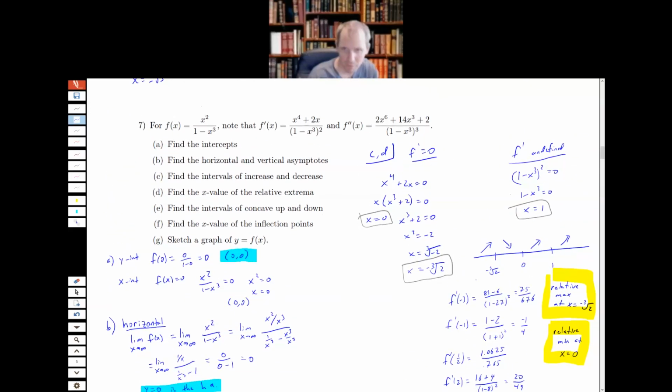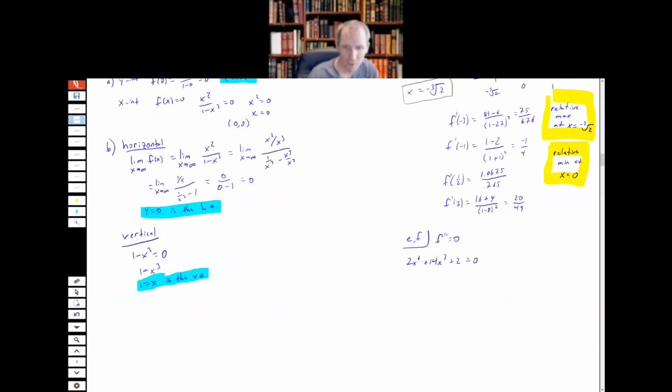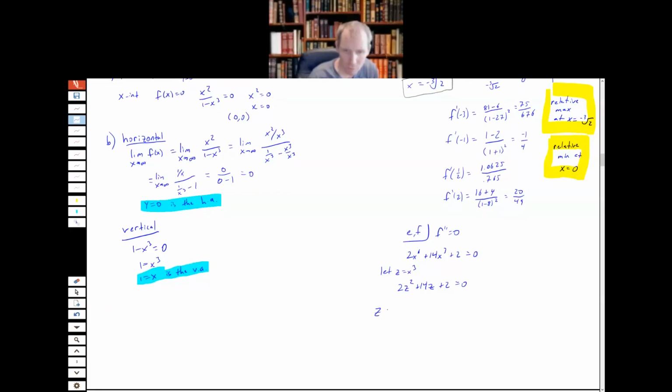Double check, make sure I got that right. Now, this might be a little bit challenging to solve because it's a 6th degree polynomial, but if we did a little substitution here, if I say let z equal x cubed, then this is 2z squared plus 14z plus 2, and it looks like a quadratic now. So z is the opposite of 14, plus or minus the square root of 14 squared, minus 4 times 2 times 2, all over 2 times 2.